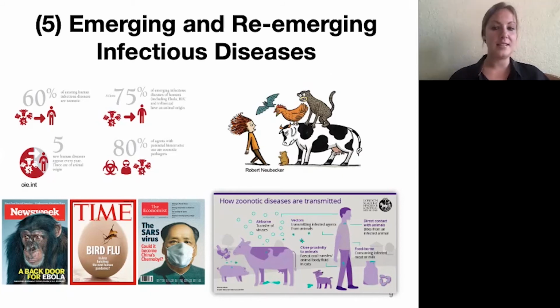These zoonotic diseases are a strong representation of the strong links between animal and human health, where diseases are easily transmitted between animals and humans.